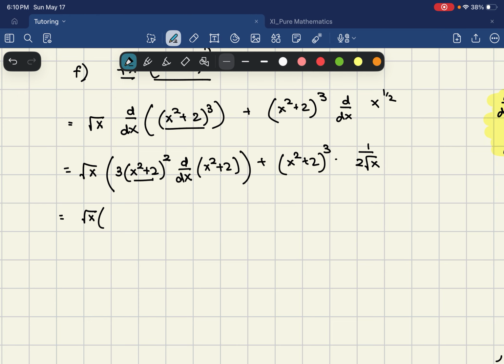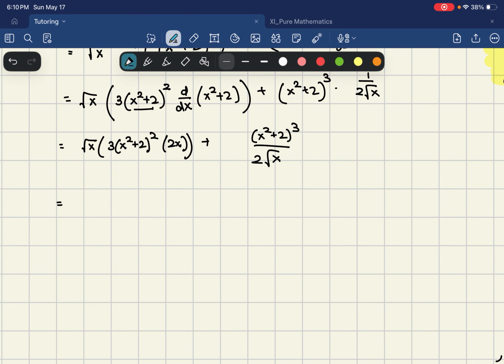Alright, so square root of x, we have 3(x squared plus 2) squared, 2x, plus (x squared plus 2) cubed over 2 square root of x. Alright. And now maybe, let's see. Do I want a common denominator? Probably. But let's simplify first. So 2x to the power 3 over 2. I multiply these together, and when I multiply by 3, I get actually 6 here. So I get this expression. And then, sorry, this is my first term. (x squared plus 2) cubed over 2 root x.